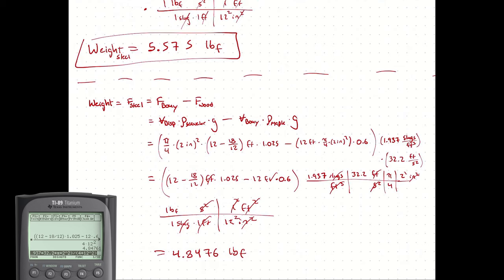So if we had neglected the volume occupied by the steel, we would have been off by, what, like 12%? Is that significant? I don't know. Depends on the circumstances. Minus 5.575 divided by 5.575. Yeah, we had about a 13% error.